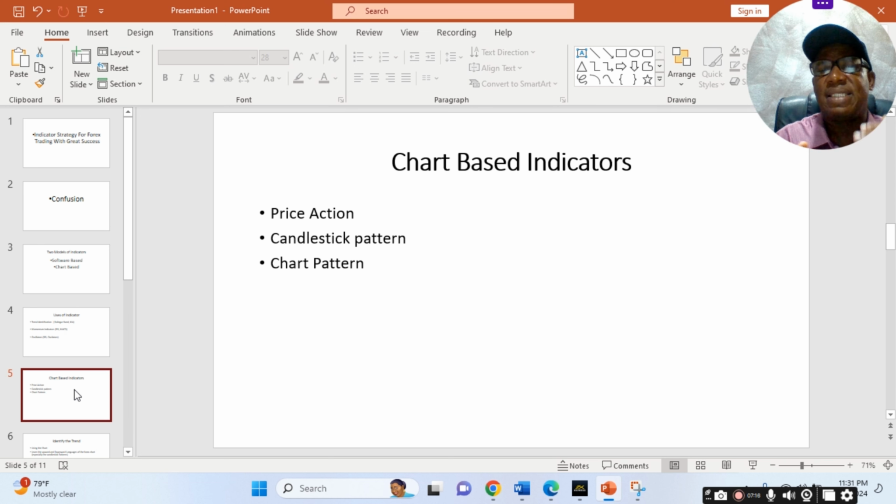So you see that we have the software based and the chart based indicators. What do you want them to indicate for you? That is when you will know what to use. Do you want them to indicate your entry point? Do you want them to indicate your exit point? Do you want them to indicate how far you'll be in the market? As you progress, you will learn how to use all these things.